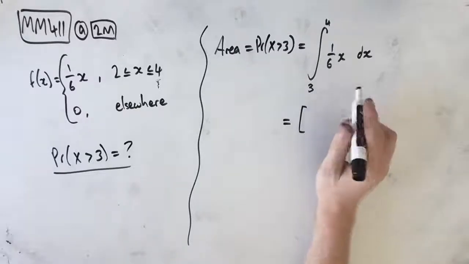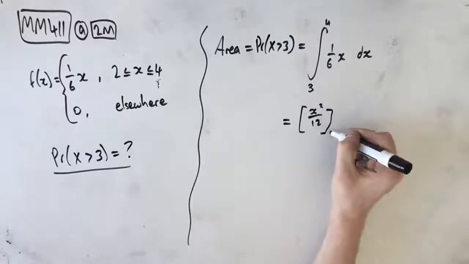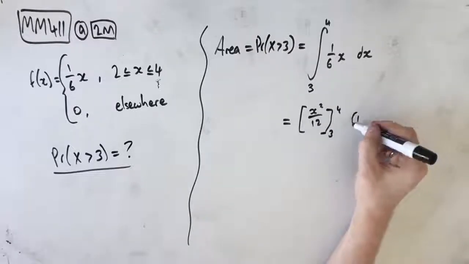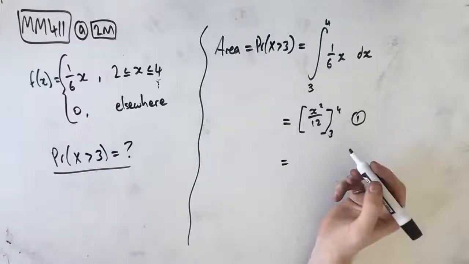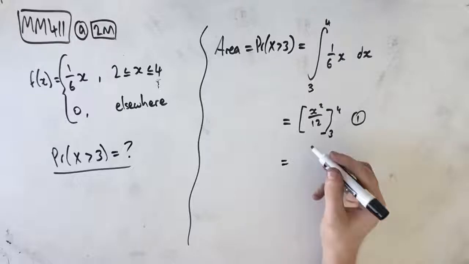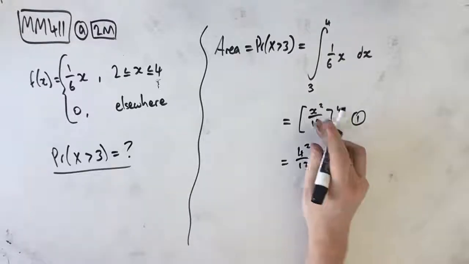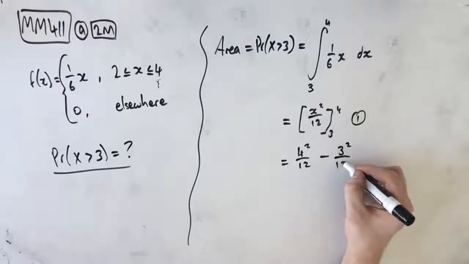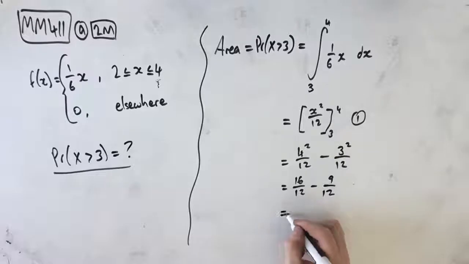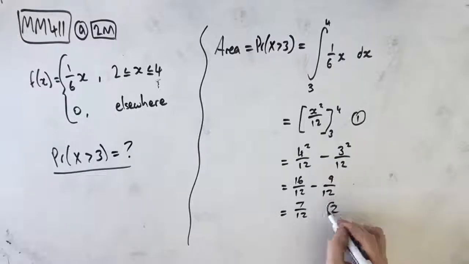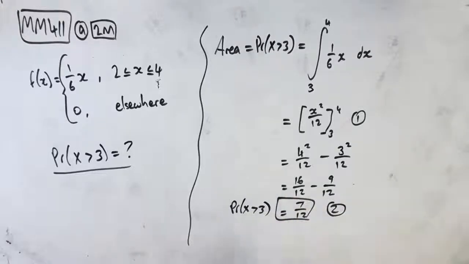So 1 on 6x antiderives to x squared over 12. And we're going from 3 to 4. This is our first mark. This is a 2-mark question all up. So from here we can actually just sub in this normally. So we sub in our 4, so we get 4 squared on 12. Then we minus subbing in our 3. 3 squared on 12. 16 on 12 minus 9 on 12 gives us 7 on 12. This is our second mark. And that's it. So the probability that x is greater than 3 is equal to 7 on 12.